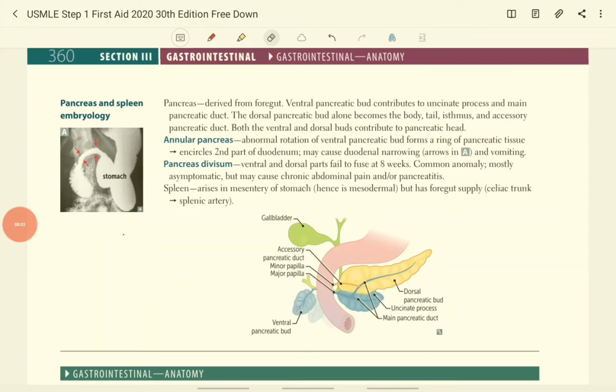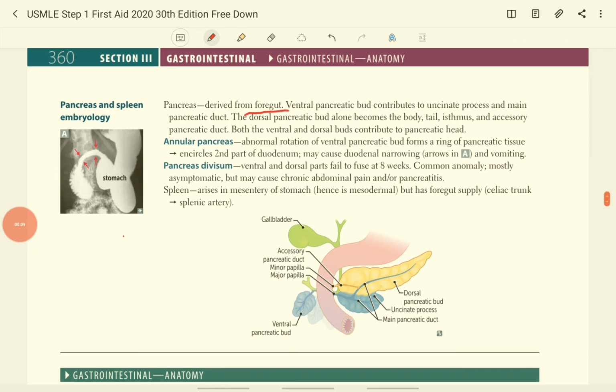Let us go through the book to get more clarification. The pancreas is derived from the foregut and it has both the ventral pancreatic bud and the dorsal pancreatic bud. The ventral pancreatic bud contributes to the uncinate process and main pancreatic duct. From the dorsal pancreatic bud, we will have the body, tail, isthmus and accessory pancreatic duct. Here, the dorsal pancreatic bud alone will form this.